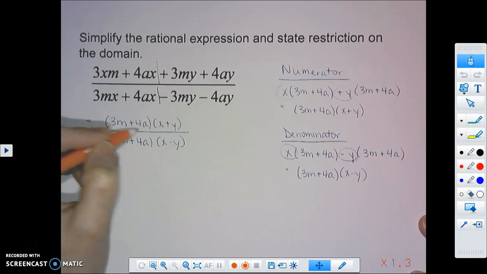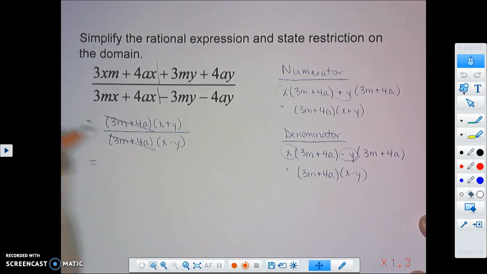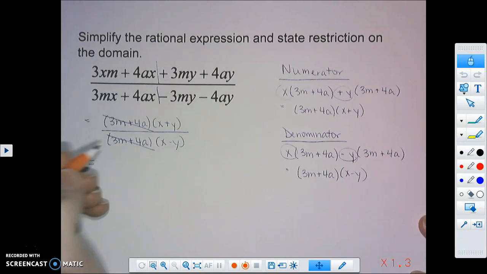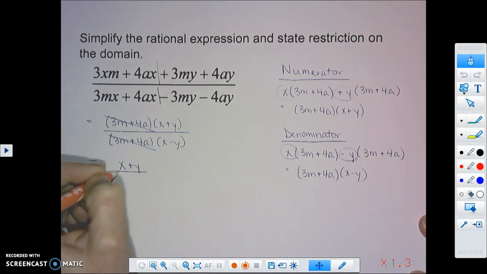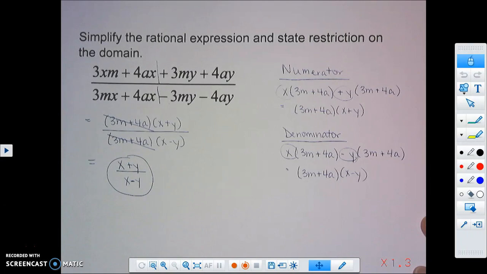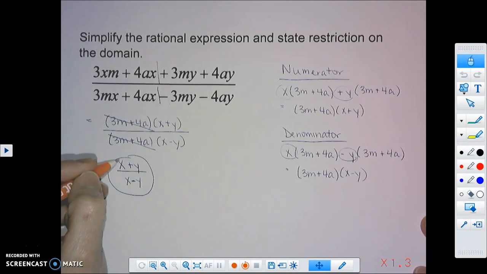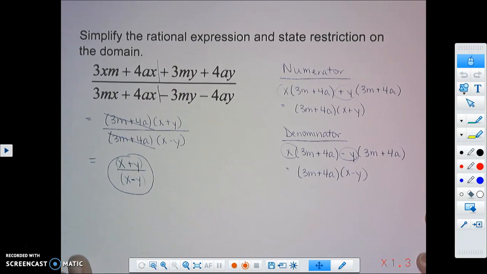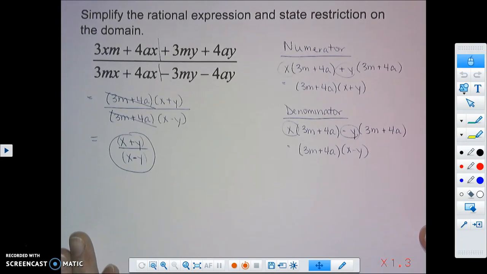Looking at both of these pieces, we notice that the 3m plus 4a in the numerator and the denominator cancel out. So we're left with x plus y over x minus y. Again, you're going to be very tempted to try and cross off these different pieces. They are part of binomials, so you can't cross them off. If it helps you to remember that, put parentheses around them. And if you leave them in parentheses, you should know that you can't cross off anything that's not the same parenthesis.